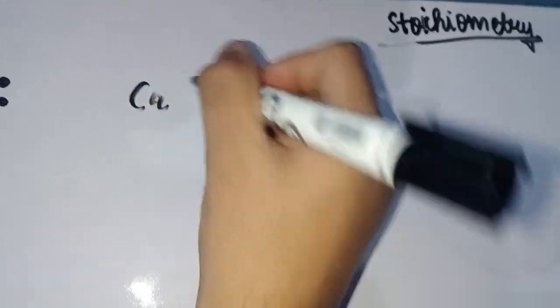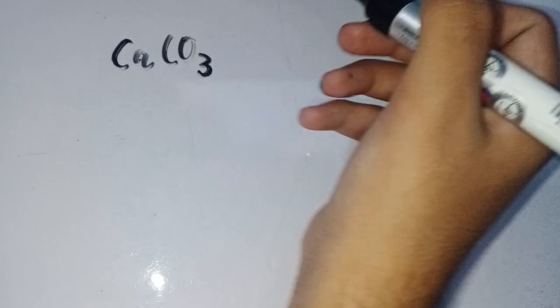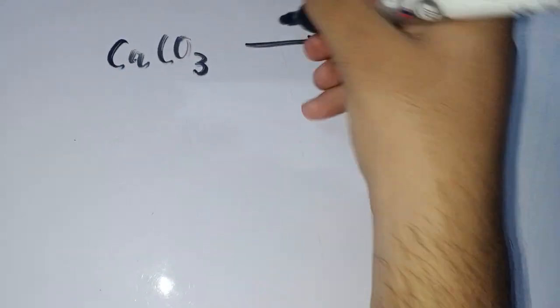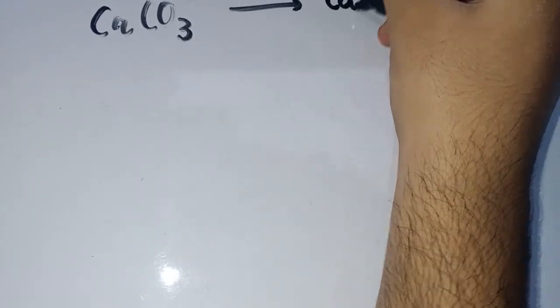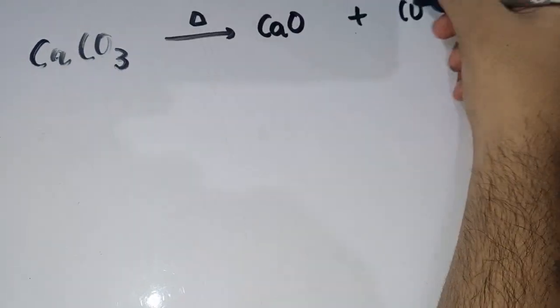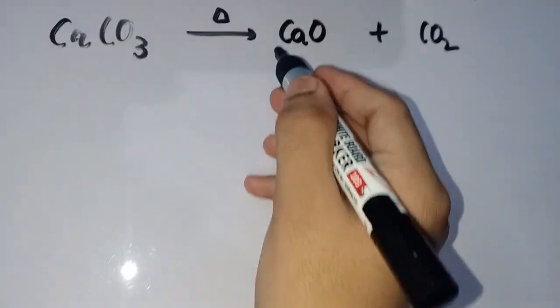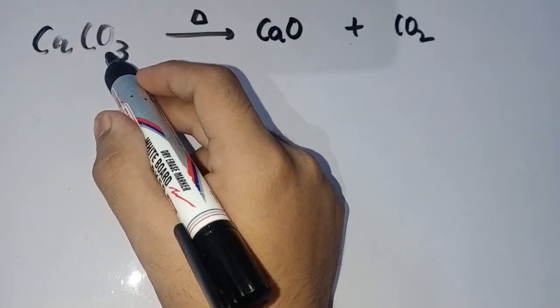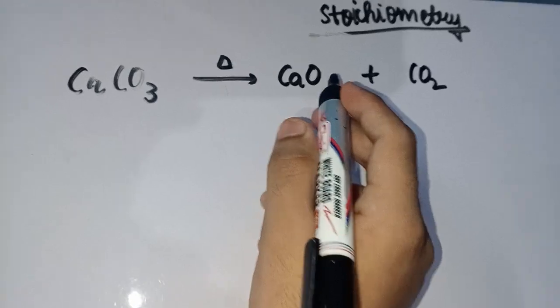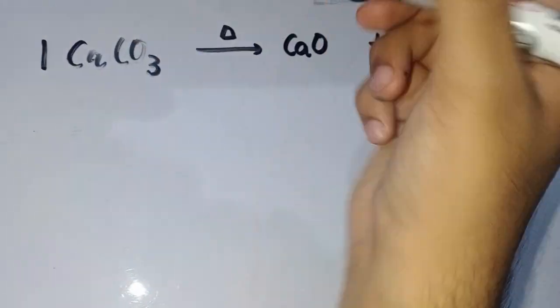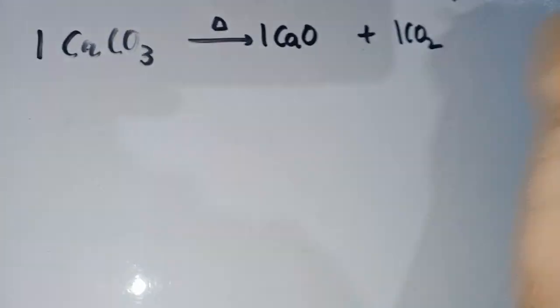Supposedly, I take the example of decomposition of calcium carbonate, CaCO3. When we heat this compound, it gives out CaO plus CO2, that is calcium oxide plus CO2. As you can see, one calcium, 3 oxygen and 1 carbon. This reaction is already balanced, so the stoichiometric coefficient of all these are 1.